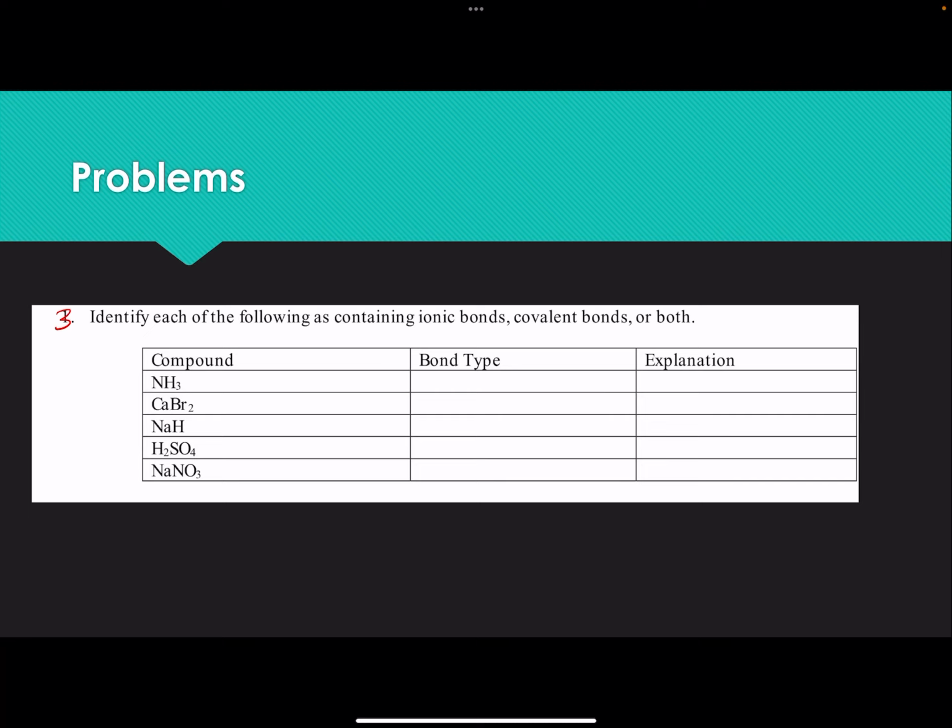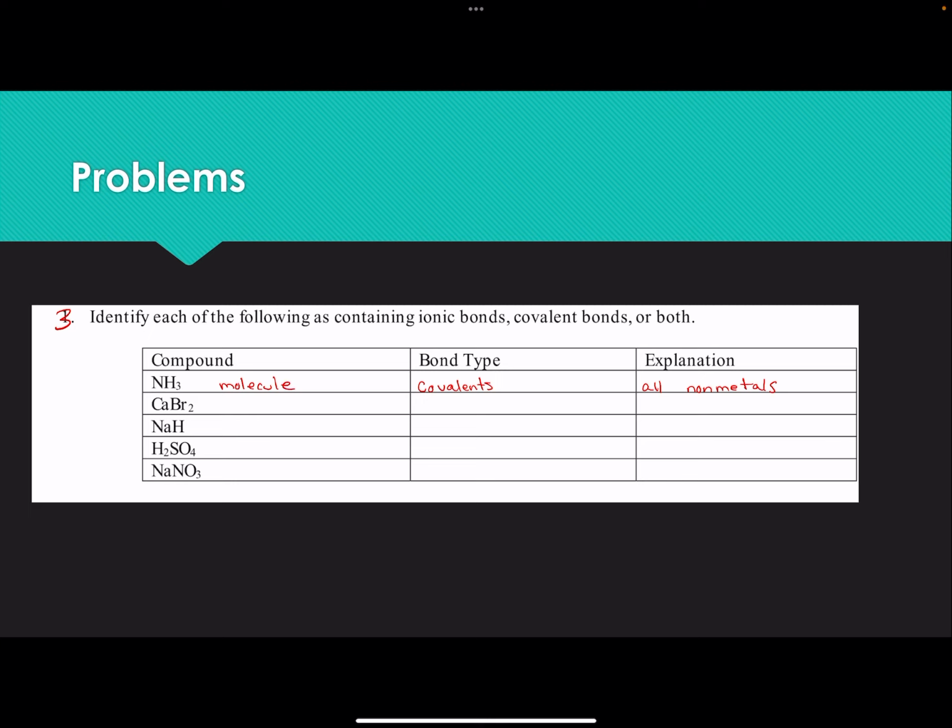So if we look at NH3, we've got nitrogen and hydrogen. These elements are both lying on the right side of the zigzag, so they are all nonmetals. If my compound consists of all nonmetals, then it is going to contain covalent bonds. And since it contains covalent bonds, this compound is a molecule.